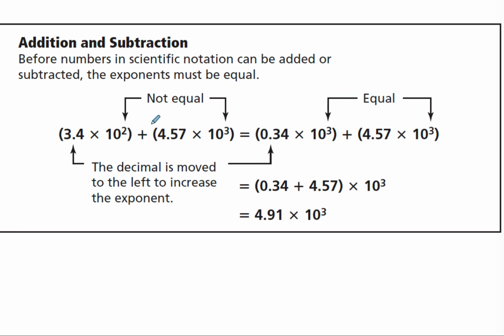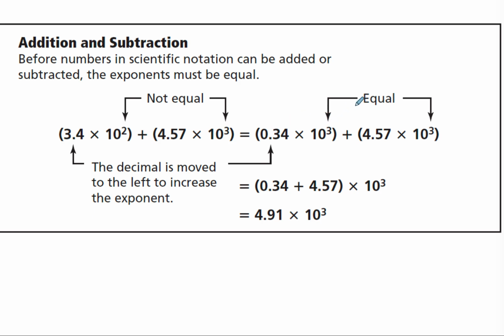I usually change the smaller one to be the bigger one, but you could go either way. When your exponent gets bigger, so 10 to the second becomes 10 to the third, our first number gets smaller. So instead of 3.4 times 10 to the second power, we added one here and made this smaller. You kind of think of it as balancing out. We made this smaller to make this bigger.